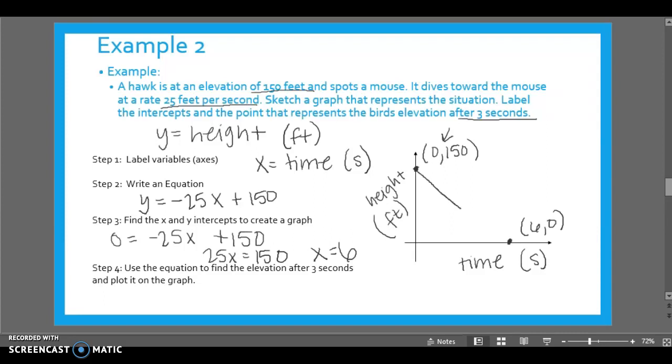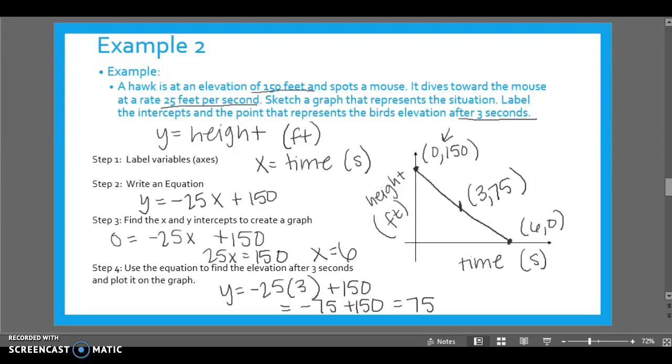So here's the graph. That's pretty good. Use the equation to find the elevation after 3 seconds and plot it on the graph. So all we're going to do is take this equation and plug in 3 to figure out where he is. So negative 25 times 3 is negative 75, plus 150 is 75 feet. So after 3 seconds, he's 75 feet in the air.